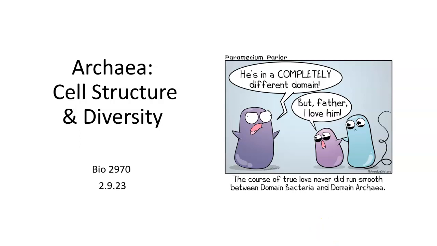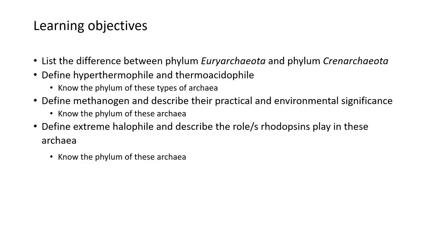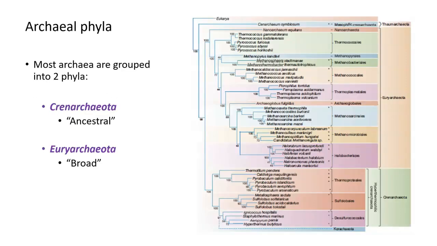In this lecture, we're going to talk a little bit about the diversity of the domain Archaea, and we're going to talk about two different phyla that exist within that domain, the Euryarchaeota and the Crenarchaeota, and some members of these different groups and some special properties that they have, where they live, and some of the things that they do.